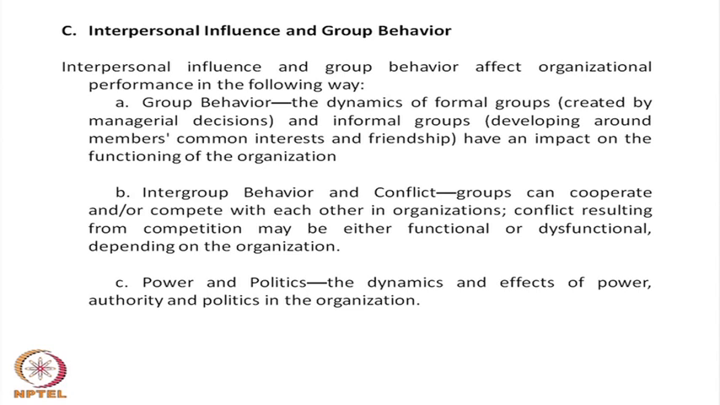Number C, it is interpersonal influence and group behavior. Interpersonal influence and group behavior affect organizational performance through, number A, group behavior: the dynamics of formal groups created by managerial decisions. This is what you find when you join an organization, you join a formal group, and informal groups develop around members' common interests and friendship.